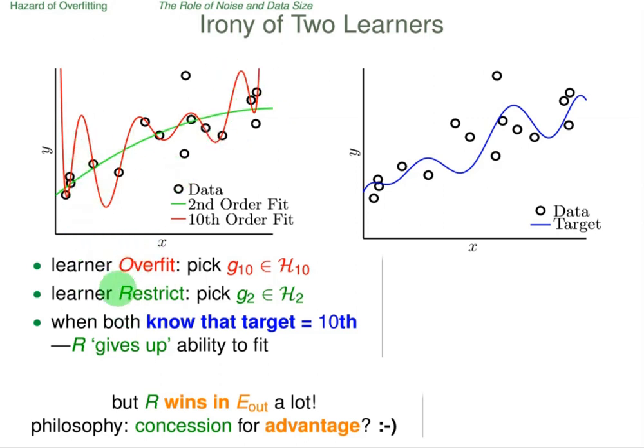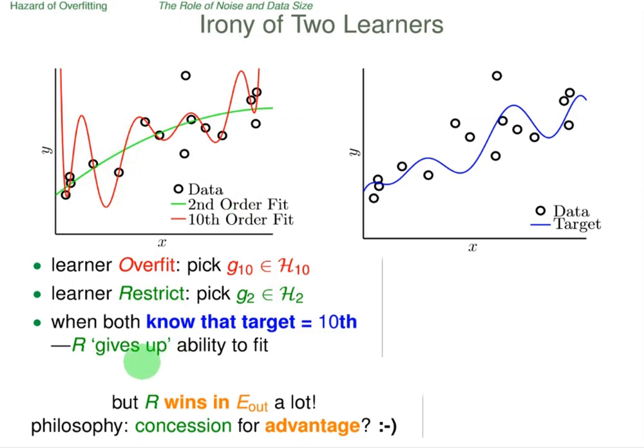We can say that the overfit chose tenth order polynomial because it knew that the target was a tenth order polynomial. On the other hand, the second order polynomial, or the restricted one, chose G2, second order, because it considered the number of points available in the training set, which is 15. Right? So choosing the second order polynomial provides only 3 parameters, such that the ratio of points, which is 15, to degrees of freedom of the second order polynomial, which is 3, is 5 to 1.